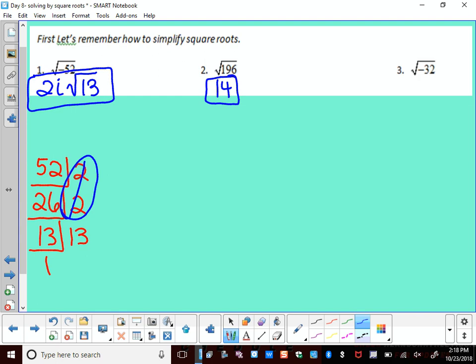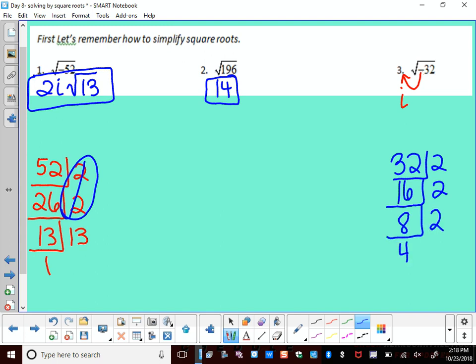Now I have number 3, the square root of negative 32. Well, I know this negative is going to come out to be an i. What's left over is the square root of 32. What's the smallest number that goes into 32? 2. What's 32 divided by 2? 16. I divide by the smallest number, which is 2. You get 8. Divide by the smallest number, 2. 4. Smallest number is 2. 2. We get to 1 and we stop.